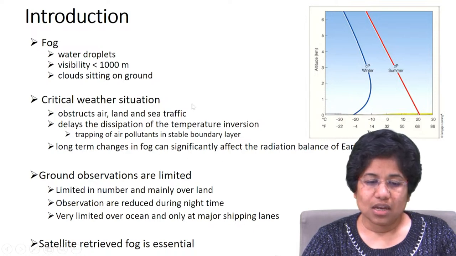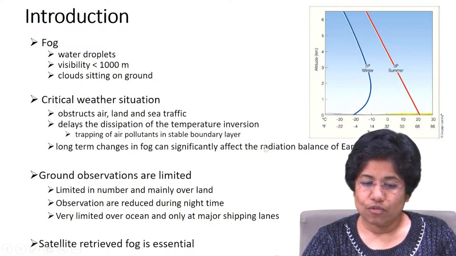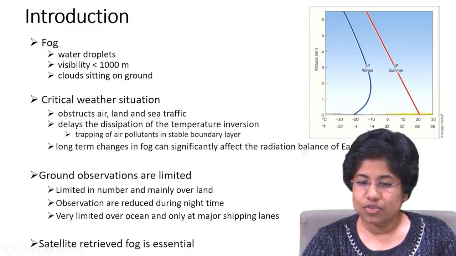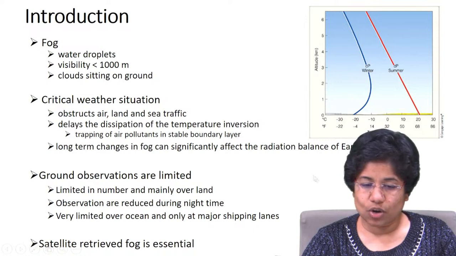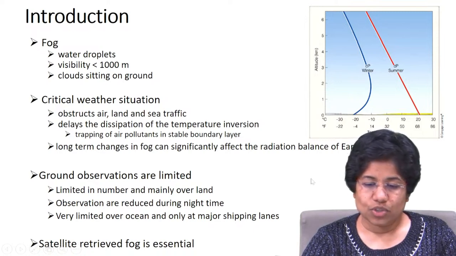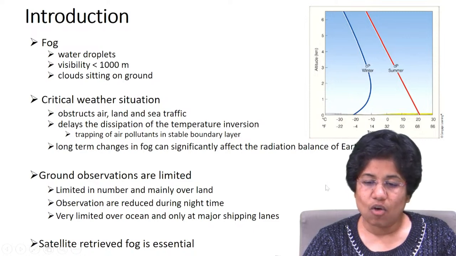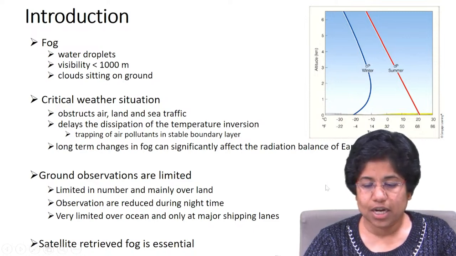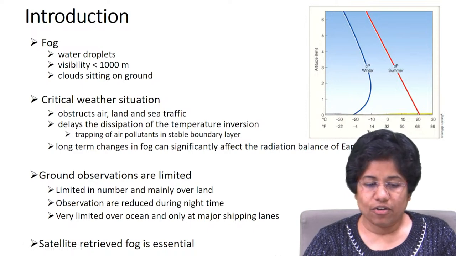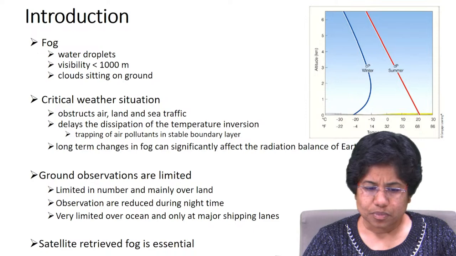Now, what observations of fog are available? One way is of course ground observations. There are two ways of ground observation: one is manual and one is automatic. In manual observations, a person at various locations sees how far he or she can see, and it is noted down. Such observations are repeated every 3 hours or so.